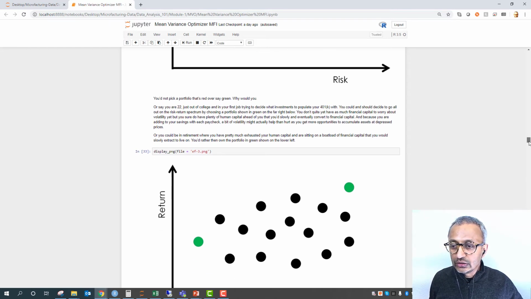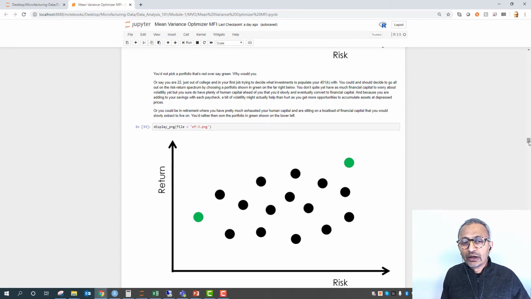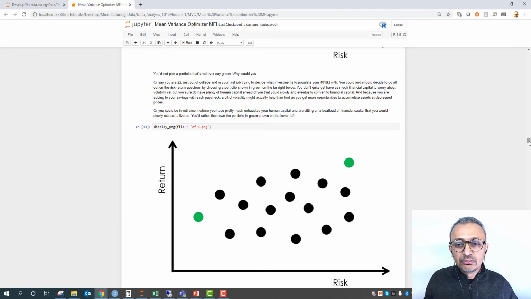You could and should try to go all out on the risk spectrum, right? Because you're 22, you have ample amount of time, you don't have any financial capital, but you have a lot of human capital ahead of you, right? So you are going to work for X number of years or decades out in the future, and you're going to slowly build your financial capital to a point where the human capital would probably be depleted. It depends on what stage of your life you're in. So you would slowly deplete your human capital, and you're going to incrementally increase your financial capital, hopefully, right?